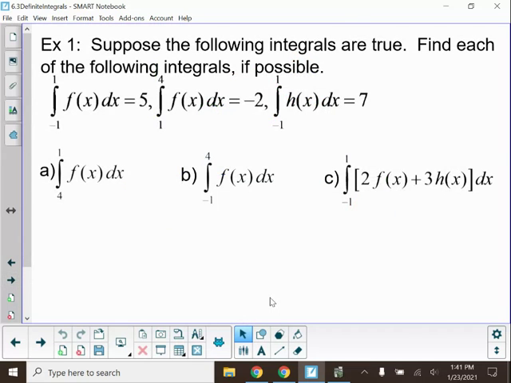So that brings us to example 1, and I'm actually going to stand up and walk over to the board to do these questions. We are going to use the rules that we just went over, given this information, and we are going to find the values that are specified.